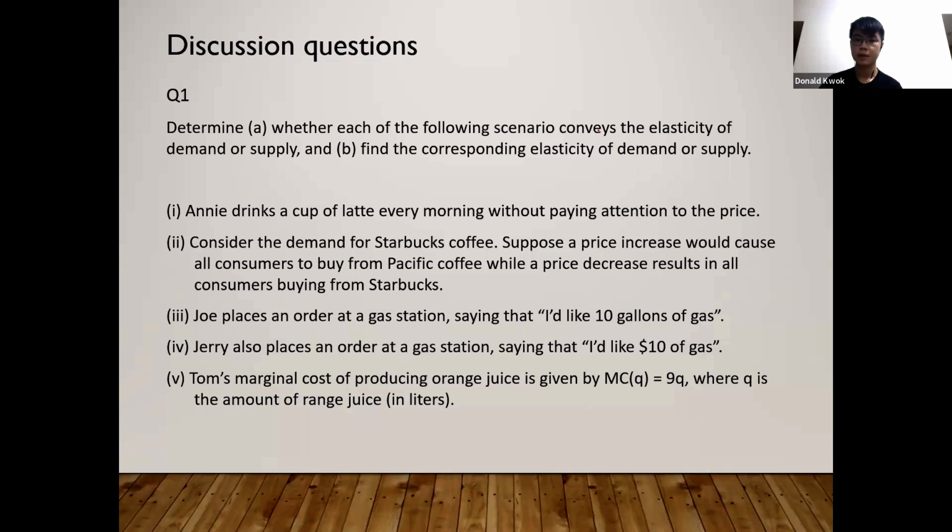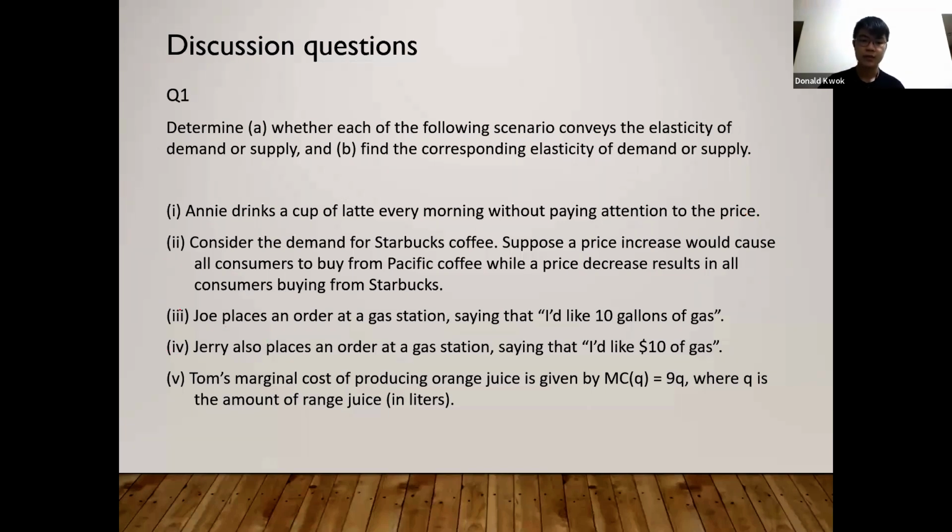Okay, so hope you have some initial ideas. So for case 1, Annie drinks a cup of latte every morning without paying attention to the price. So this is actually about the demand side, right? Elasticity of demand. And what is the feature in this case? So the quantity of latte for Annie is fixed at 1, no matter what the price is. So this illustrates a perfectly inelastic demand, right? A fixed quantity demanded at 1.